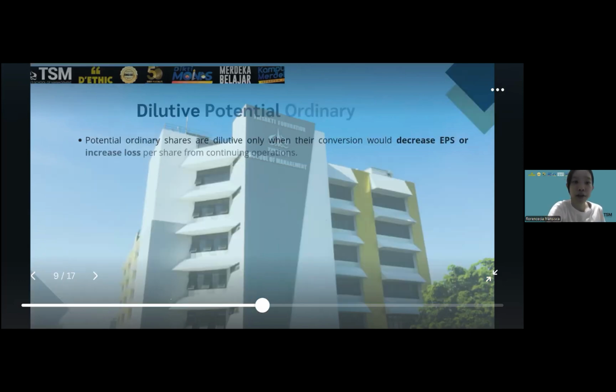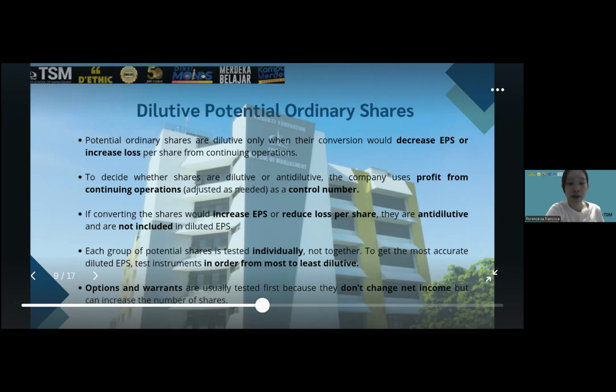Next, we will learn about dilutive or diluted EPS. Diluted EPS shows what earnings per share would look like if all possible new shares were created. This includes share options, convertible bonds, or other contracts. It gives investors a more careful view of how their earnings might be diluted in the future if shares are issued.